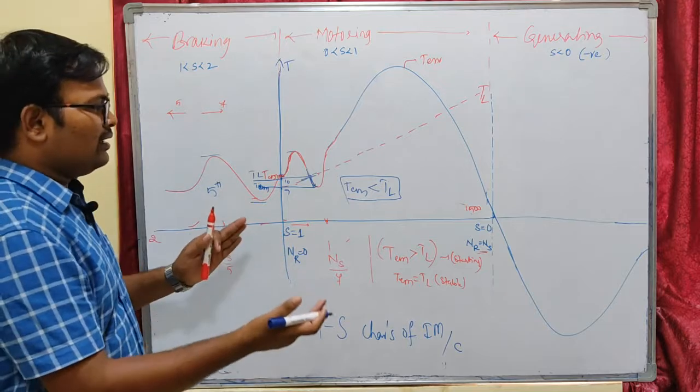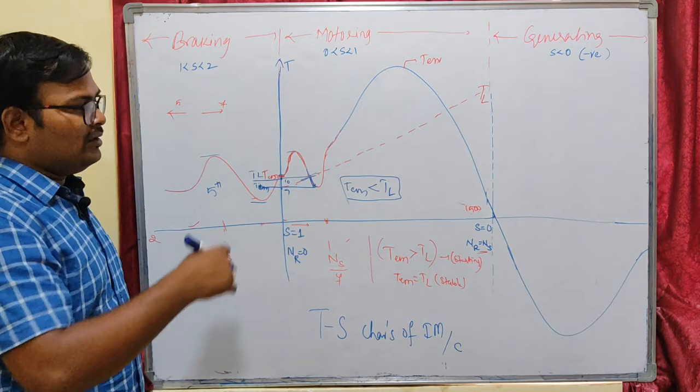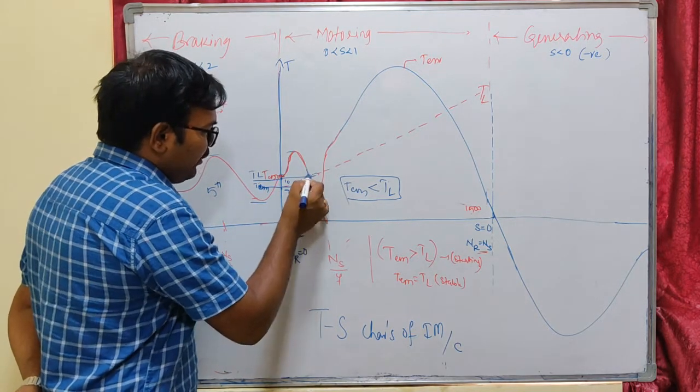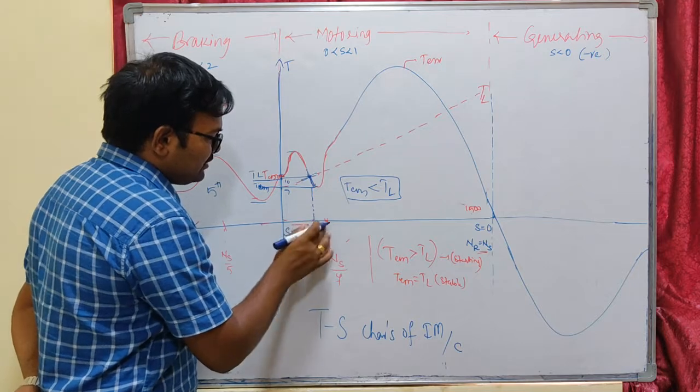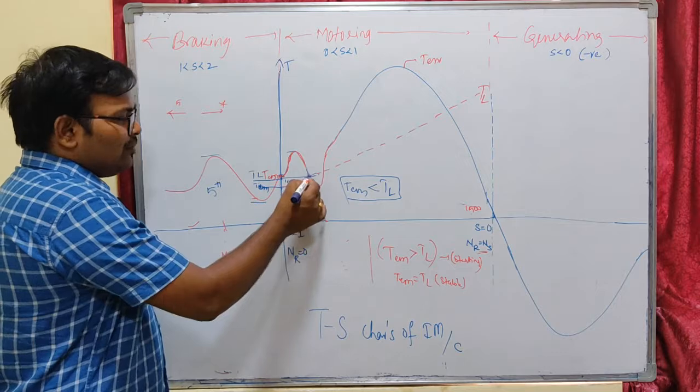That means our load torque has blocked the rotor from running. That means our machine will decelerate and come to this point. This will be the speed of the machine. Now our machine stops running here.